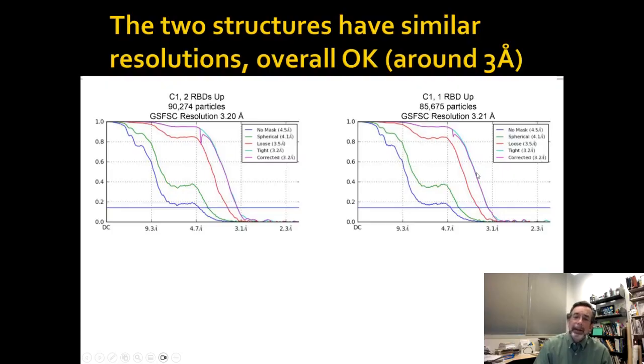And just look where it is. 3.2 angstroms on the purple line is right where this blue line is. Where this blue line meets the purple line is what they say the resolution of this structure is. And remember, lower is better.